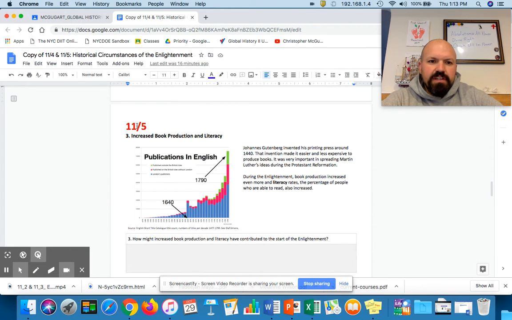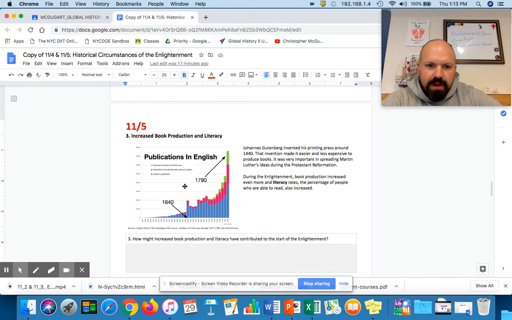Okay, to continue on now, Thursday the 5th. Again, reading this little bit about and looking at this chart of the increased literacy or publications in English. One thing that we maybe need to go into a little more detail on is the Protestant Reformation, specifically the Bible, but then eventually other books as well, started being printed and written in other languages besides Latin.